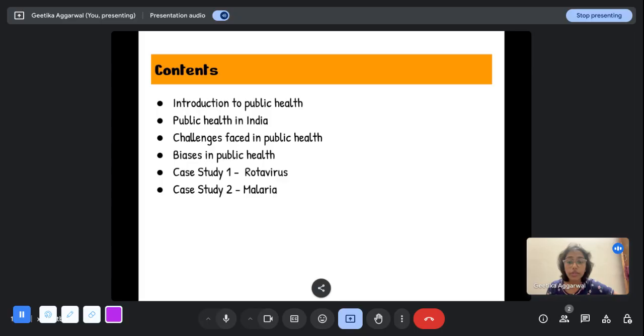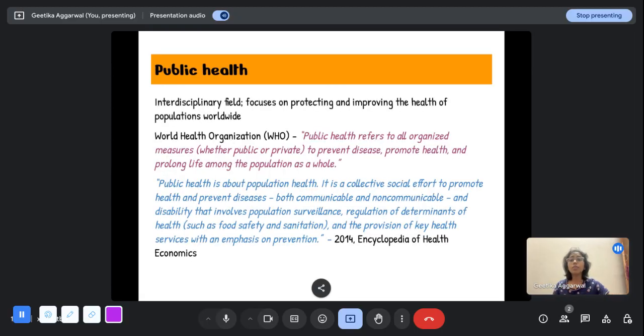So, starting off with public health. Public health, as you might be aware, focuses on protecting and improving the health of populations worldwide. It is not the healthcare that deals with individuals. It's an interdisciplinary field, and in this you're dealing with entire populations. It's a population scale field.